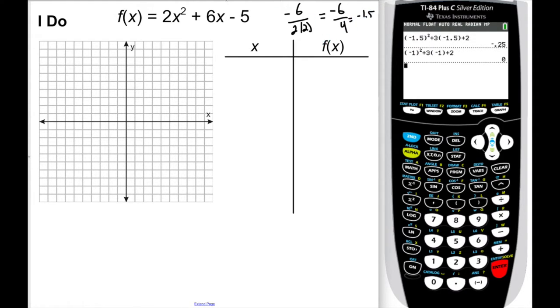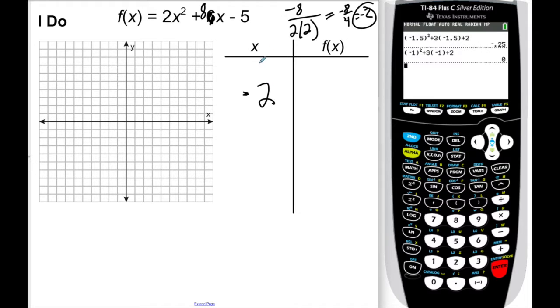Oh, how clever. I'm going to mix this one up a little bit. Since we're in the video, I still have a chance to mix this up. How about we call this 8x minus 5. So I have negative 8 over 2 times 2. Okay, this looks a little bit better. So it's negative 8 over 4, which is negative 2. So the x of my vertex is negative 2.